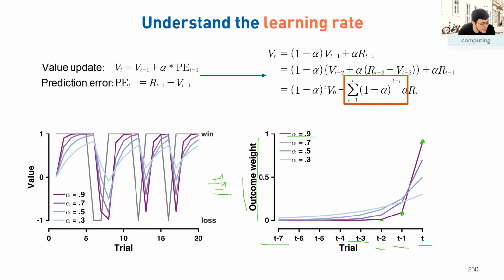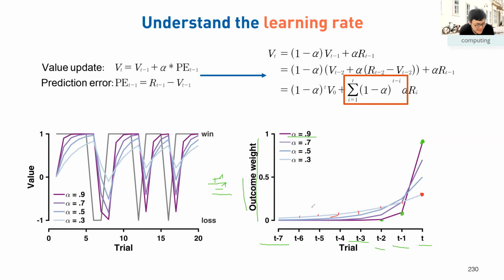But if we have a smaller learning rate, for example here, even though the most recent outcome doesn't count so much, it still counts something. And at the same time, everything that happened in the past, here and here and here, all of them have a non-zero weight. So outcomes that happened in the past could be accumulated and carried over to the current trial. In other words, if they are positive, the positive experiences can be taken over to the current trial. It's not that you forget everything that happened in the past, which is the case for a large learning rate.